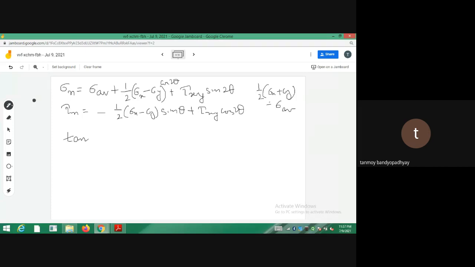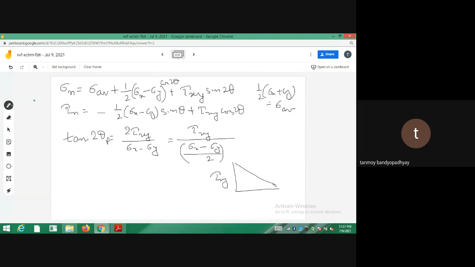So where are the principal stresses acting? They are acting on planes given by tan 2 theta p. So what is tan 2 theta p? Tan 2 theta p is 2 tau xy divided by sigma x minus sigma y. So let's write it as tau xy divided by sigma x minus sigma y over 2. Okay? So now I have a triangle. Tan is perpendicular by base. So perpendicular is tau xy and base is sigma x minus sigma y divided by 2.